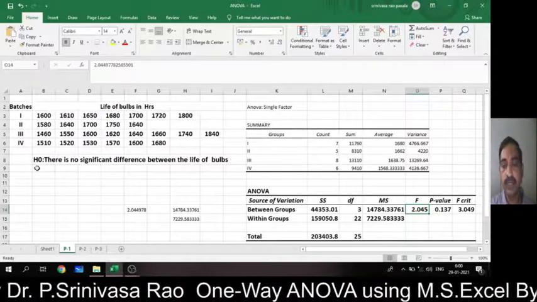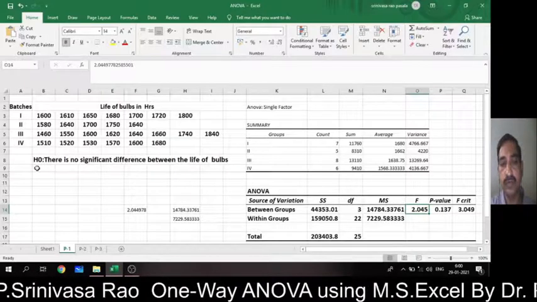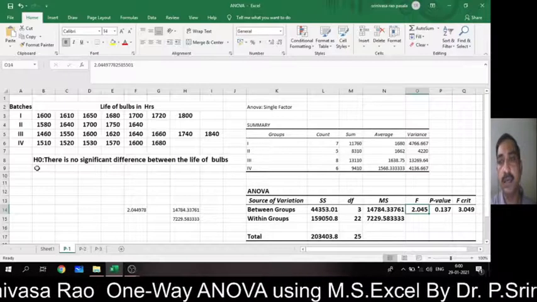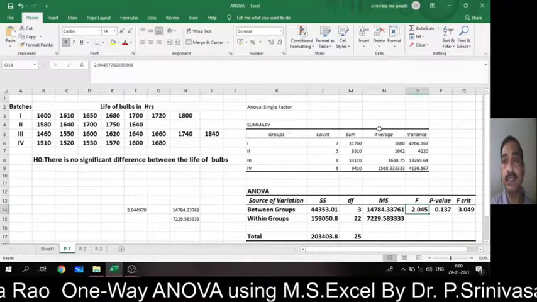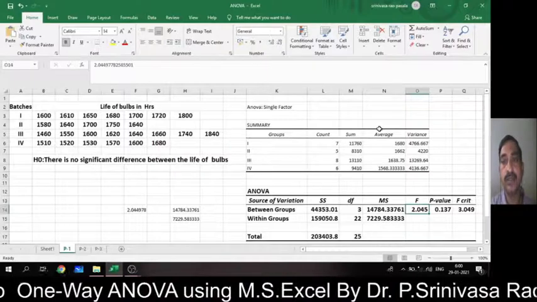With one click, in a very few minutes, you will get the ANOVA table by using MS Excel. If you were doing this manually, it would take a minimum of an hour. I hope you understood. Thank you.